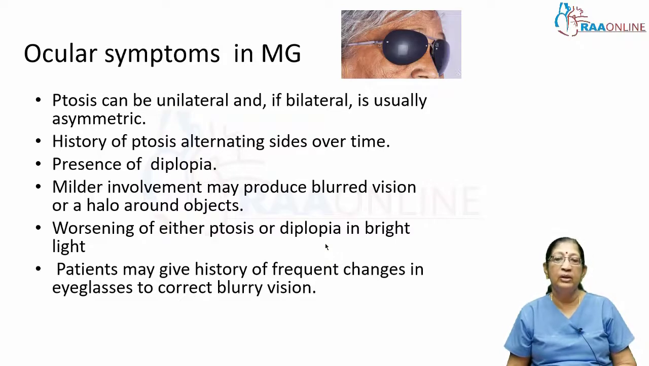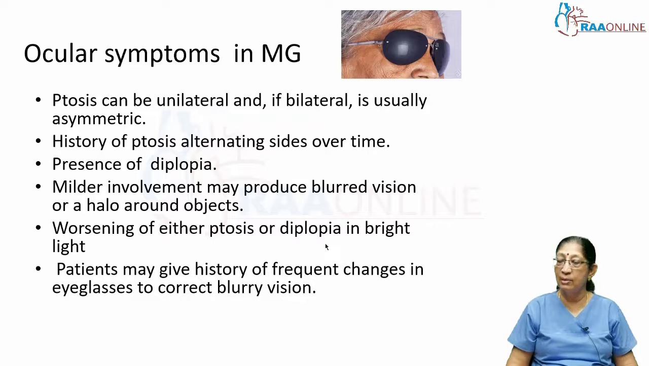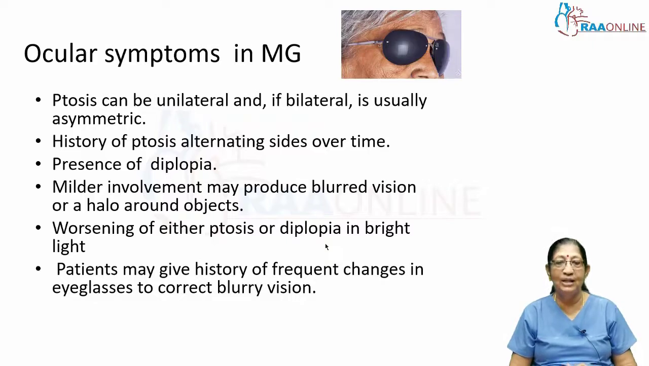The ptosis can be unilateral or bilateral, usually asymmetric if it's bilateral, and can alternate over time, and it's not the same. Mornings they may open their eyes very well. As the day progresses towards the evening, you may find there's a worsening of the ptosis. This is known as diurnal variation, where in myasthenia you have fluctuations in the weakness during different parts of the day.